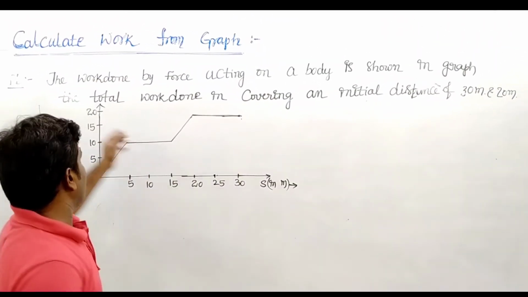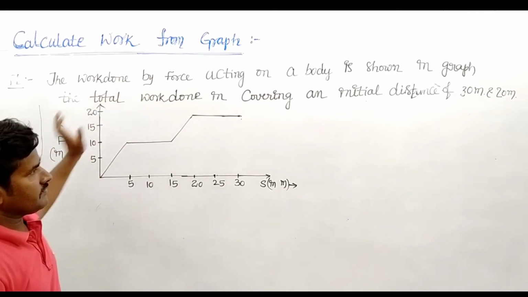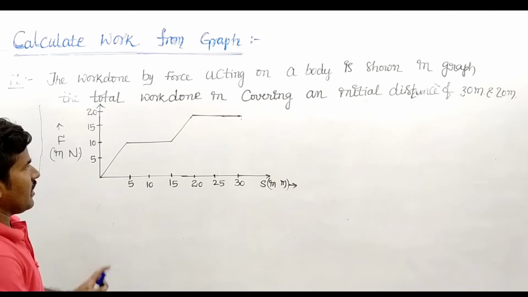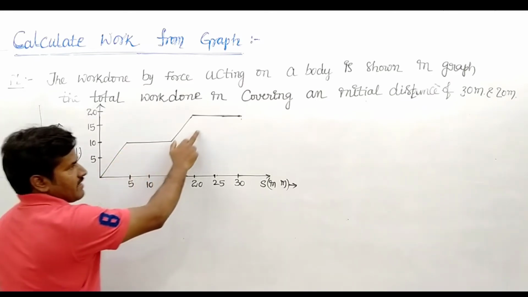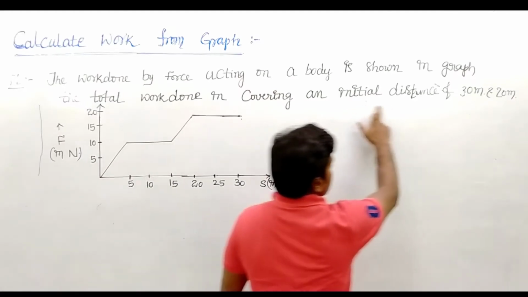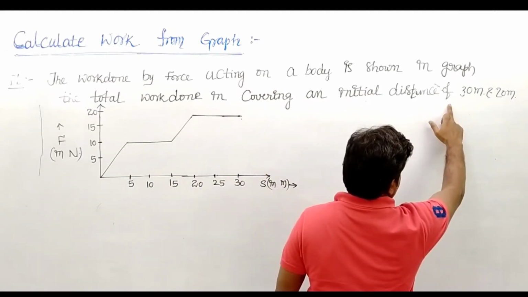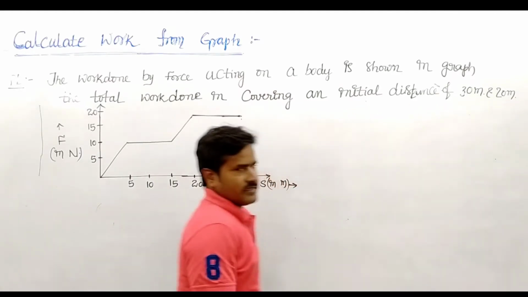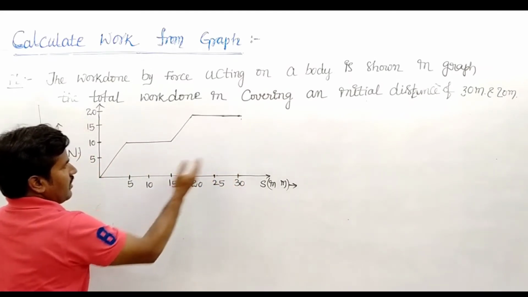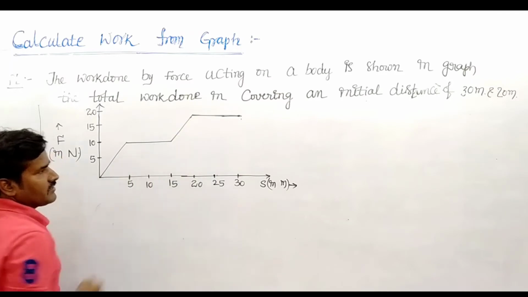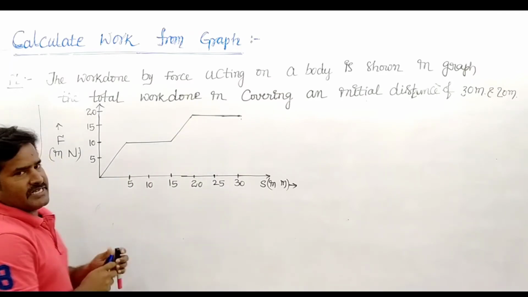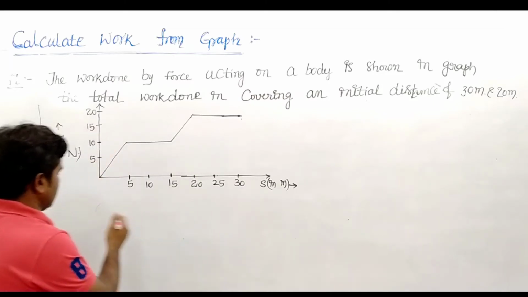In the given problem, we want the work done. A graph shape is given. What is the work done? The initial displacements are distances of 30 meters and 20 meters. What is the work done up to 30 meters, and up to 20 meters? First we calculate the work done up to 30 meters.